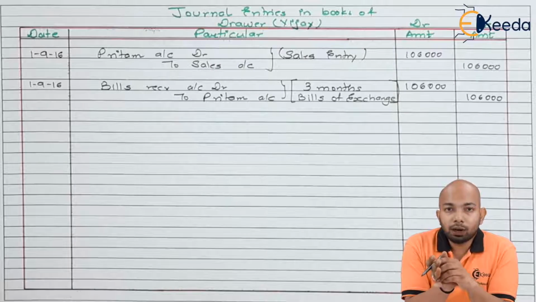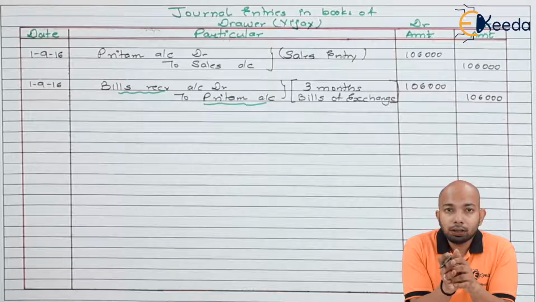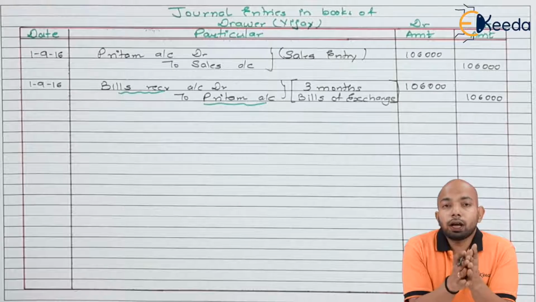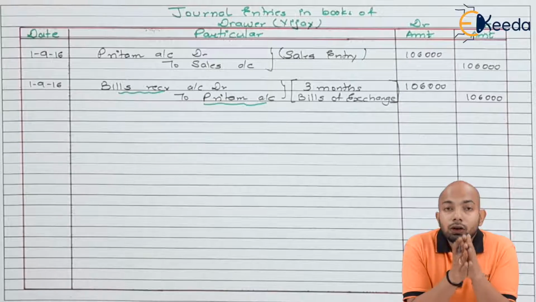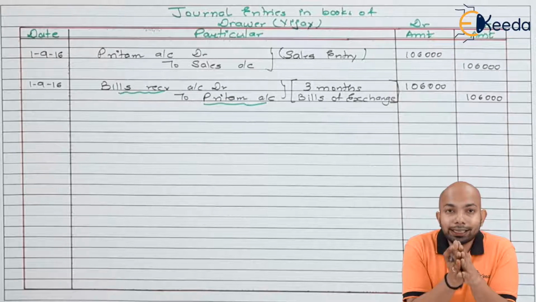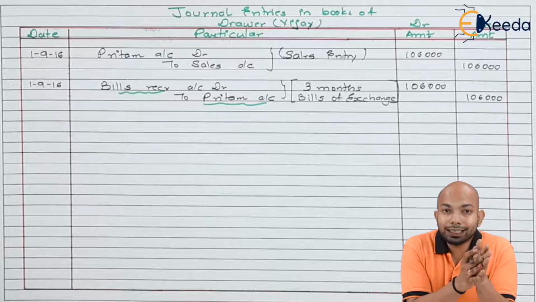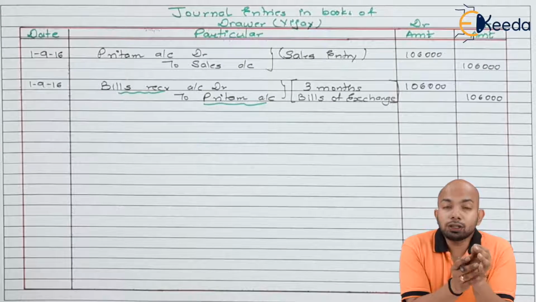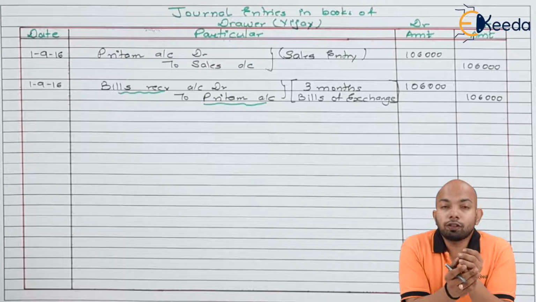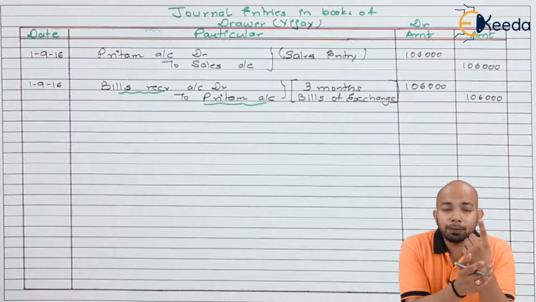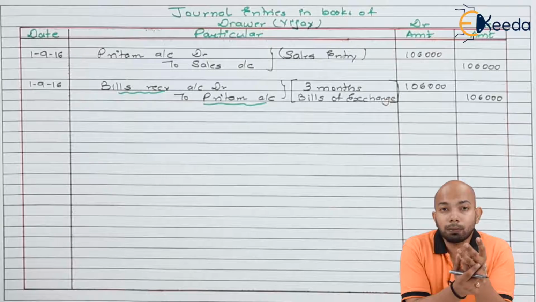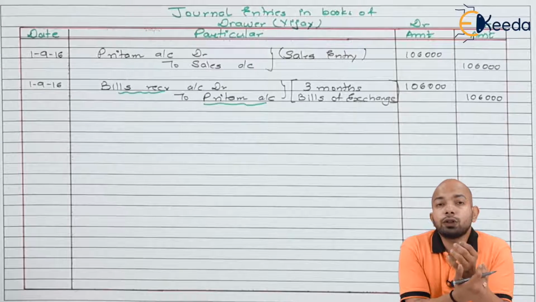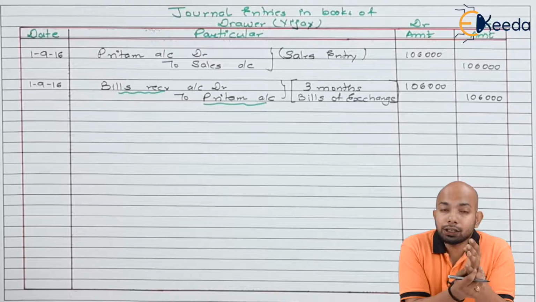Now here comes the crucial part. 3 months from now will be the due date of the bill, so we'll have to pass that entry. But before that we have to select the date. So what will be the date for 3 months? September is 1 month, October is the 2nd month, November is the 3rd month. So 1st of September to 1st of December is the due date.